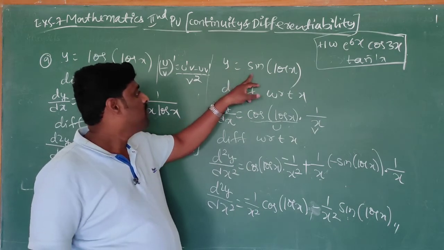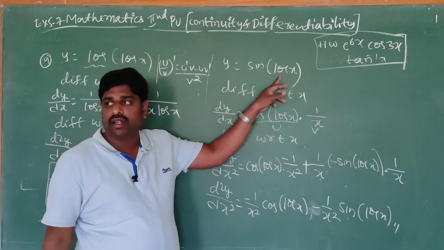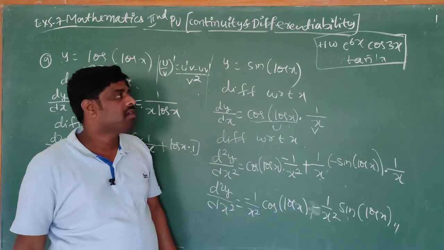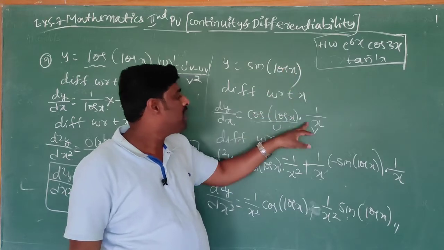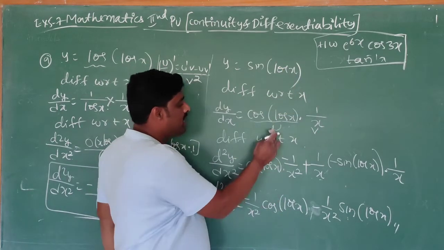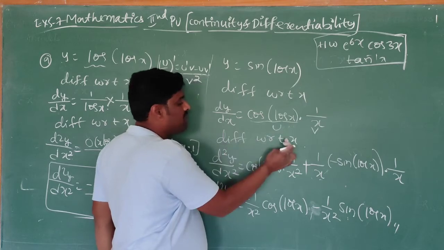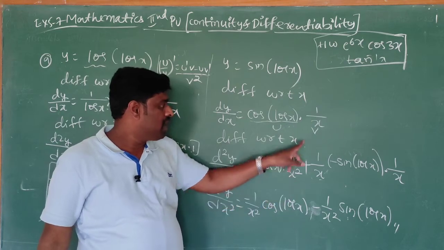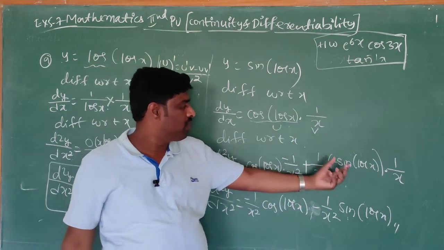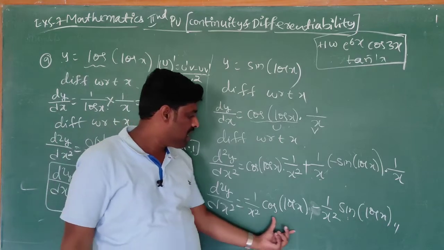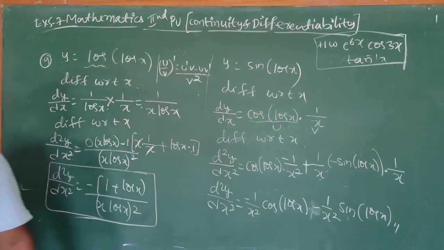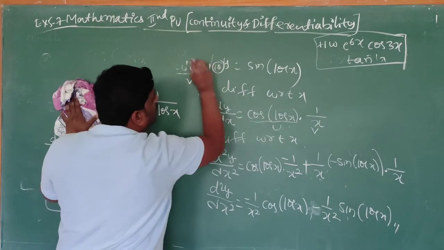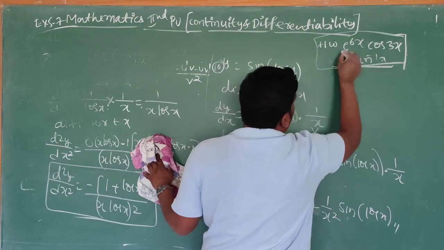Observe once again, y is equal to sin of log x. Differentiate with respect to x. dy by dx, sin differentiation is cos. So cos of log x into 1 by x. Again it is of the form uv. Again differentiate with respect to x. So this is u as it is, d by dx of v, and v as it is, d by dx of u. And simplifying, you will get the answer. So next problem is, these two problems are homework.